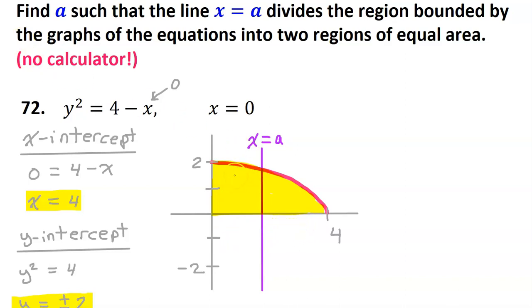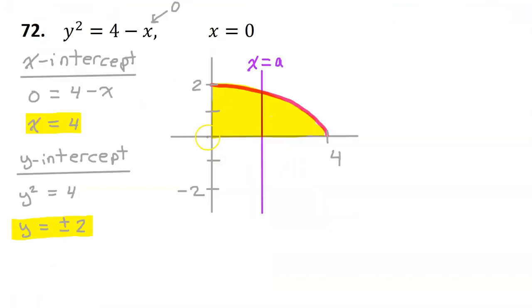Let's create an integral that will give us the area on the left and set it equal to an integral that will give us the area on the right. Since I will be integrating with respect to x, I need to write this parabola as a function of x. So I need to get y completely by itself. Let's take the square root of both sides of this equation, which will give me y is equal to plus or minus the square root of 4 minus x. Now, the plus part is the top half of the parabola.